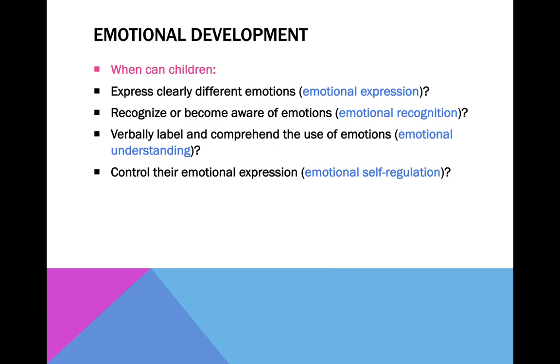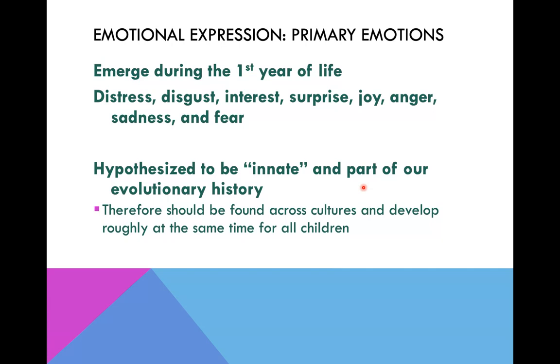So what about emotional development? When we're talking about emotional development, we're talking about four categories. When can children express clearly different emotions, which is emotional expression? When can they recognize or become aware of emotions, or what is their emotional recognition? When can they verbally label and comprehend the use of emotions, emotional understanding? And when can they control their emotional expression, aka emotional regulation? So we're going to talk about each of these.